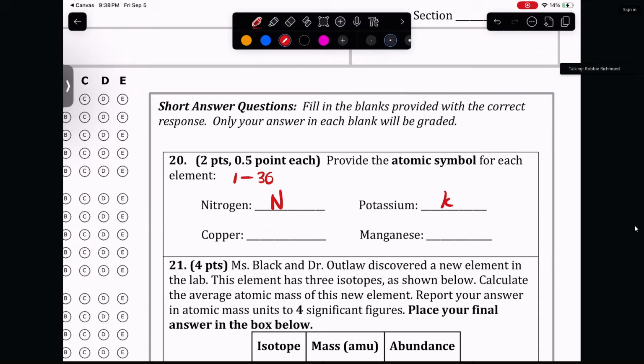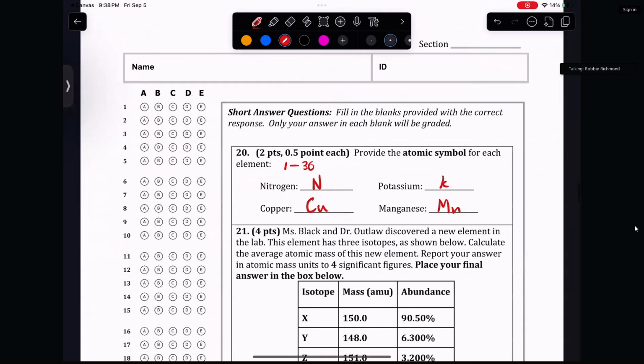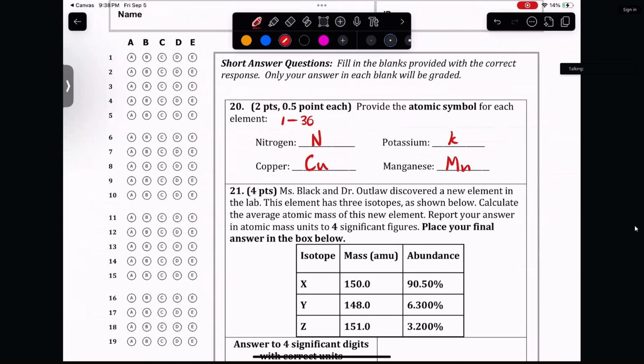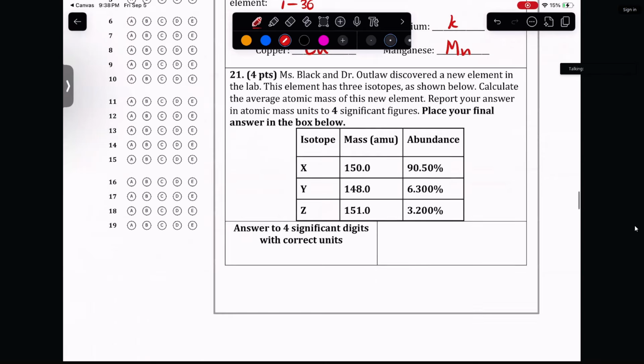Cool. Potassium, this is not intuitive, it is K. And I like thinking about it because I don't really like bananas, but I'm okay with them. So potassium, K. Copper, Cu. Manganese, Mn. Do not confuse it with magnesium, that is Mg. Okay, cool. That's just rote memorization. That's just something you're going to have to use flashcards for, unfortunately.